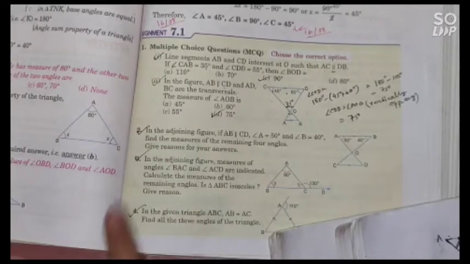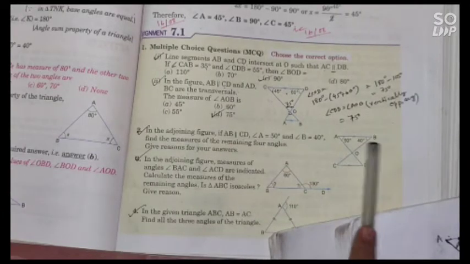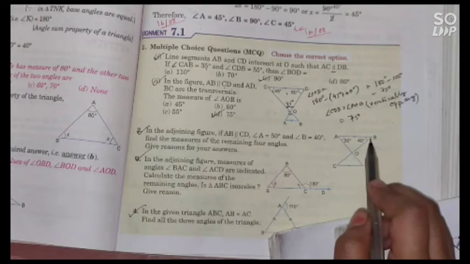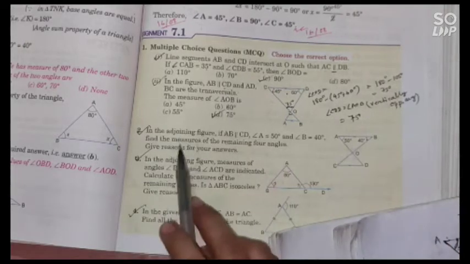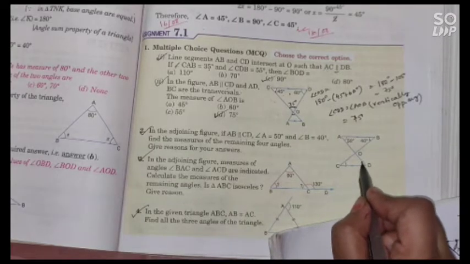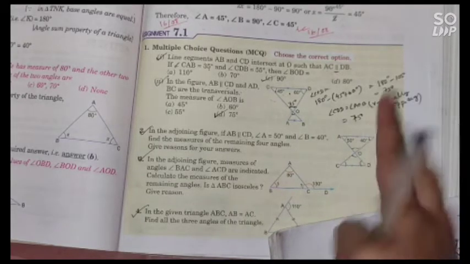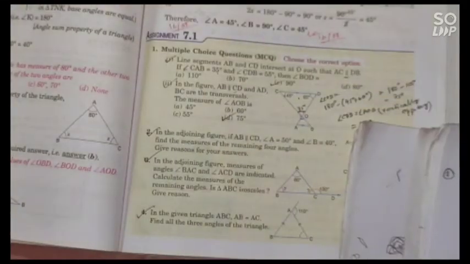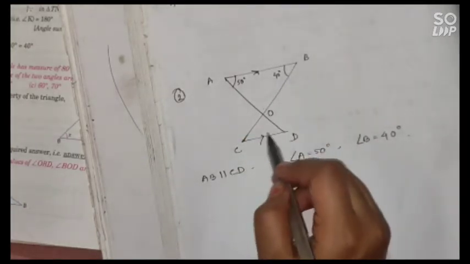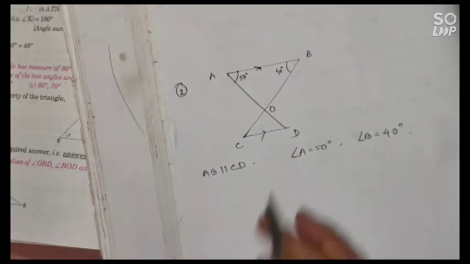Next question, question number 2. In the adjoining figure, AB is parallel to CD, angle A is 50 degrees, angle B is 40 degrees. Find the measure of the remaining 4 angles. Remaining 4 angles means this, and this. You have to find these values. In this figure, these 2 angles are given.